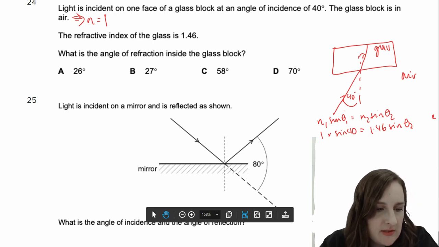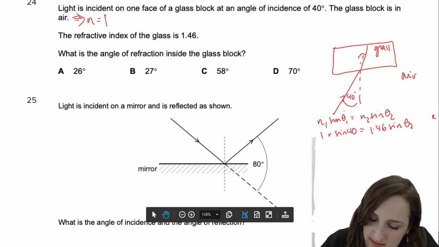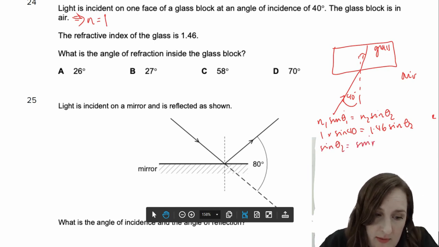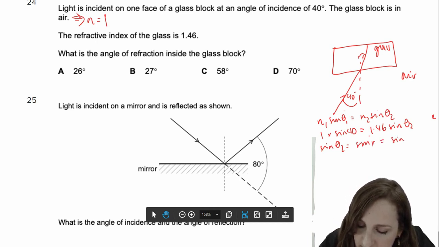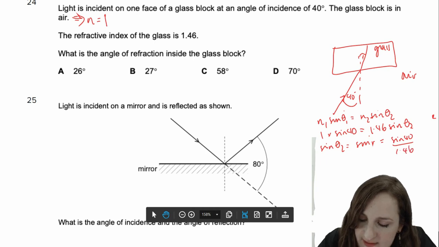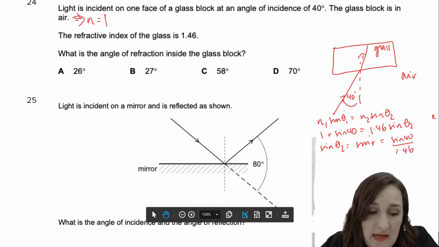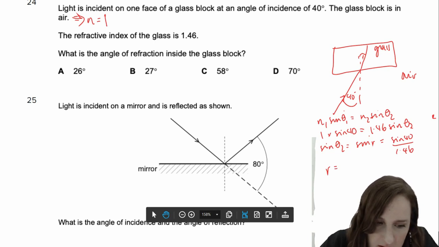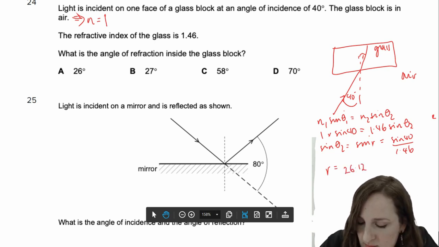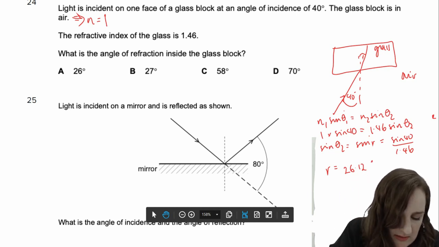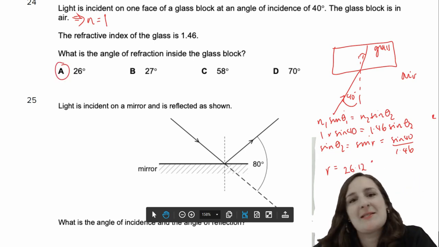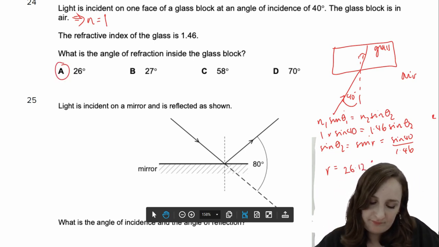So all I'm going to do is say that sine theta 2 equals sine r, which is what I'm looking for, and that is equal to sine 40 over 1.46. I'm just going to plug that into the calculator, and that will get me to r being 26.12 degrees. Now, if I then look, all my answers are to two significant figures, which means that I'm going to choose A, which will be 26, which should be fairly straightforward to you.